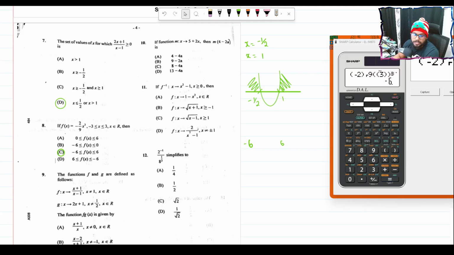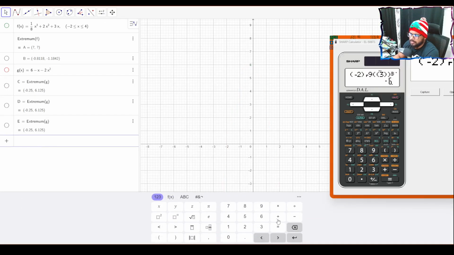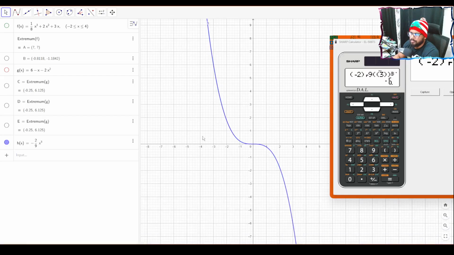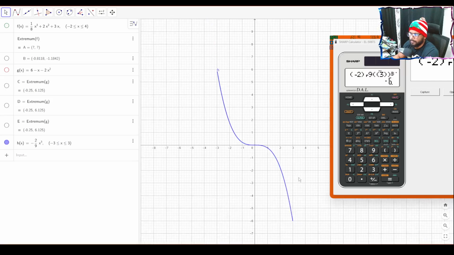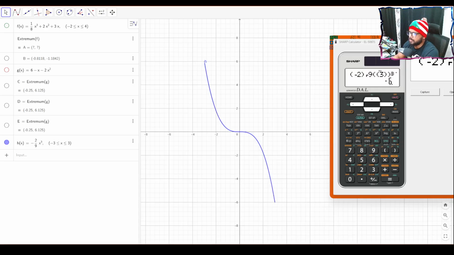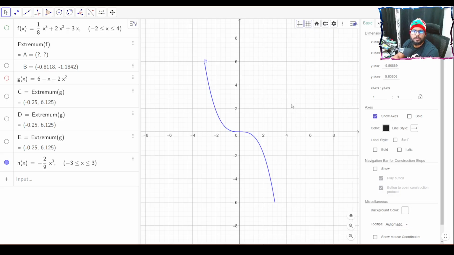Just to give you a little sneak peek of how the graph looks, let me pull it up here right now. It was minus 2/9 x cubed, between minus 3 and 3, less than or equal to 3. So the extremities are minus 6 and 6. Cool. Let me make this a little bit bigger so that in the event I want to show this again, we have it big and bold. Wonderful.